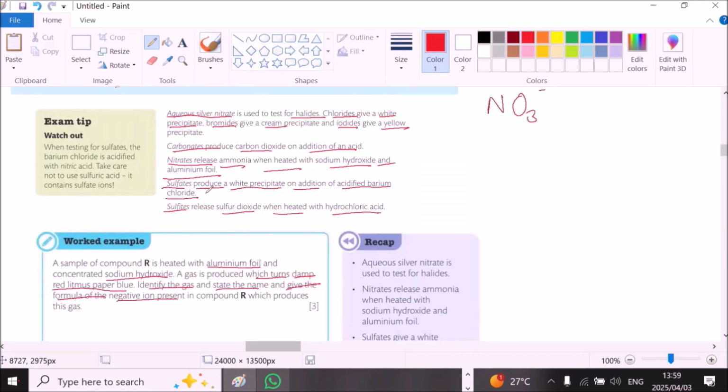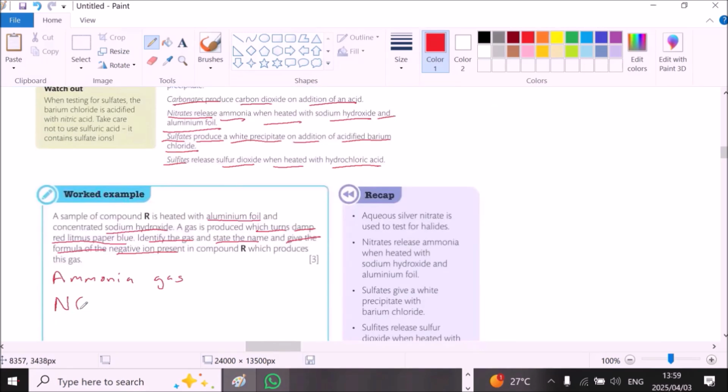So from our theory, nitrates release ammonia when heated with sodium hydroxide and aluminium foil. So the gas is ammonia. So we have identified the gas and state the name and give the formula for the negative ion present. The negative ion present is nitrate, which is NO3⁻. So the gas is ammonia. The formula for the negative ion is NO3⁻.